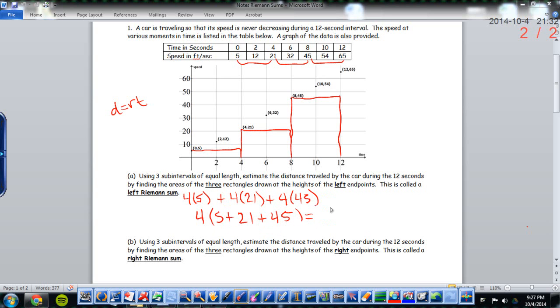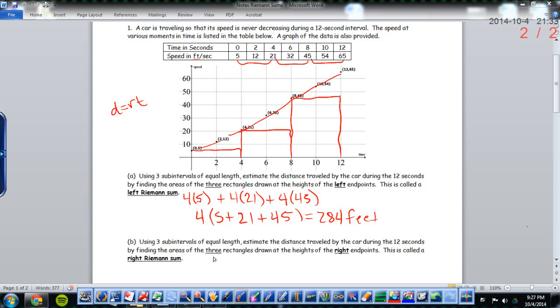And if you happen to type that into your calculator, then you're going to get 284. And our units would be feet. So this left Riemann sum is an estimate that the car traveled 284 feet. And this is actually an underestimate, because if you were to connect all of your data points, the exact distance that the car travels is going to be the area between this curve that I connected the data points with and the x-axis, but these rectangles are just an estimate of that area.